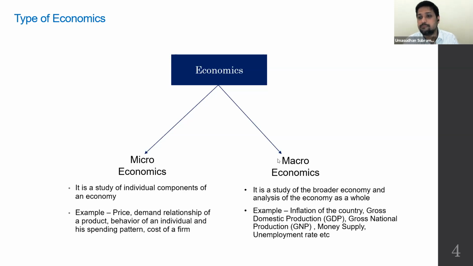And then we move on to macroeconomics, where we are talking about a broader economy. It's a study about GDP, unemployment, inflation, money supply, monetary policy, fiscal policy, all sorts of things at a broader level. So in CFA Level 1, first we are going to focus on microeconomics and then move on to macroeconomics in the second half.